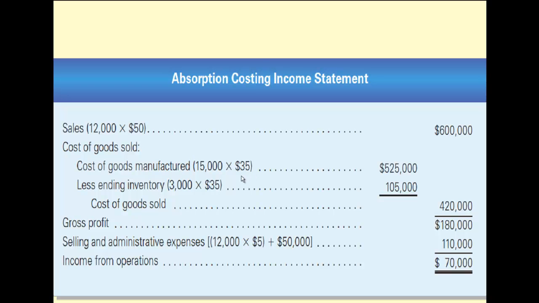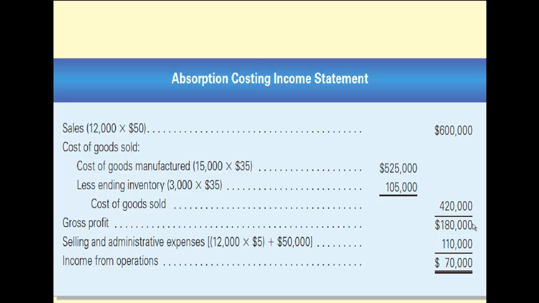And remember, our unit cost is 35 bucks a piece because we're including that $10 of manufacturing overhead. And when we look at variable costing in a second, we're going to see that it's only going to be $25 for our product cost in that example. Okay, so our ending inventory, like I said, we're going to subtract out. That leaves us with cost of goods sold of $420,000. This is also equal to 12,000 times 35. Okay, 420,000 is the cost we're assigning to those units that we sold.